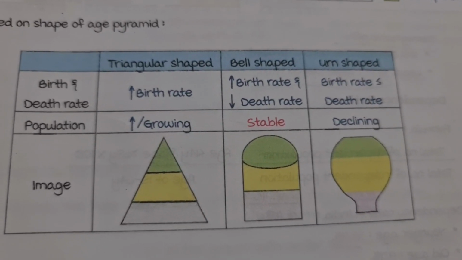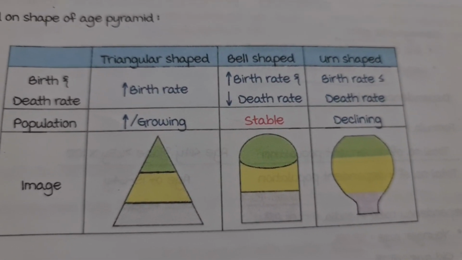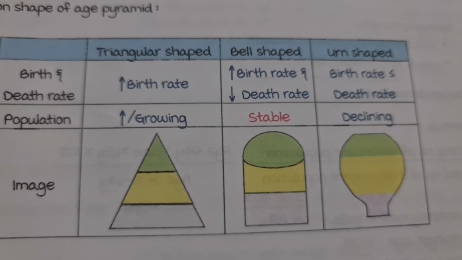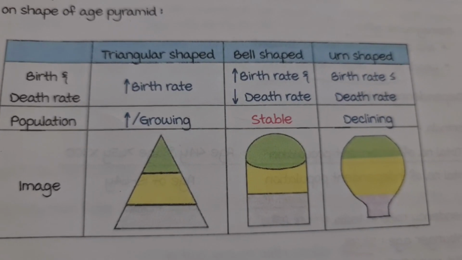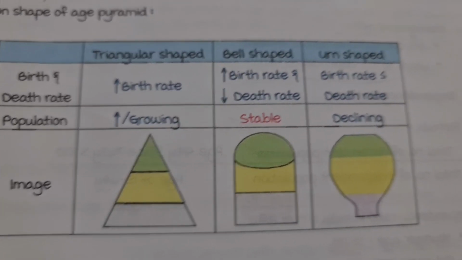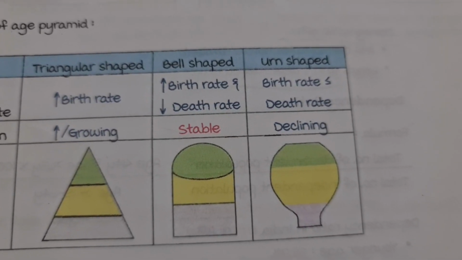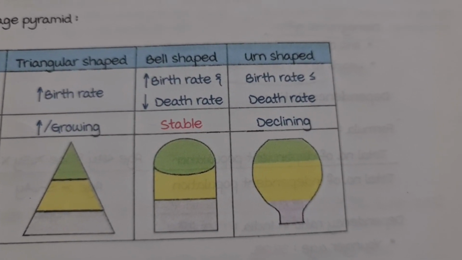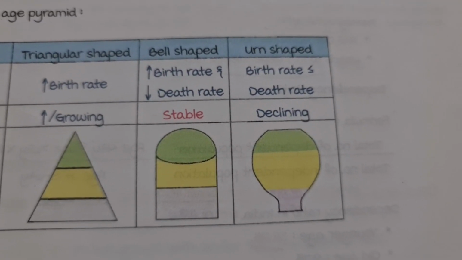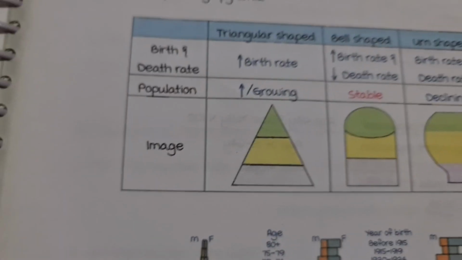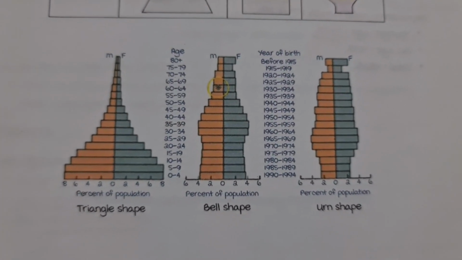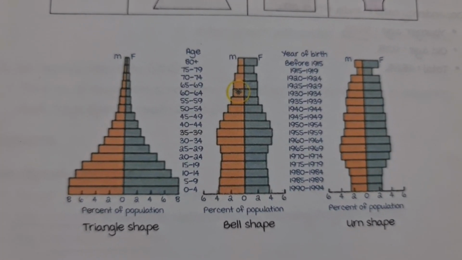And if we talk about the bell shape, in that kind of population, the birth rates and death rates balance each other, and this condition maintains the population as stable. If we talk about the urn shaped, in that population, the birth rates are less than or equal to the death rate, so the population is declining in nature. So guys, you can see the actual shapes of the age pyramids.